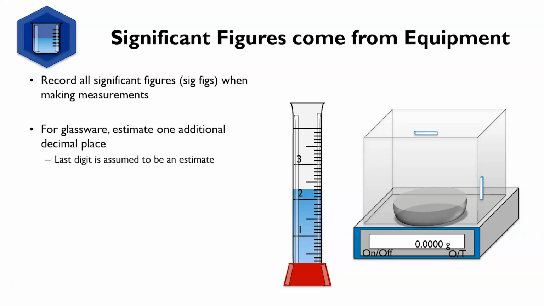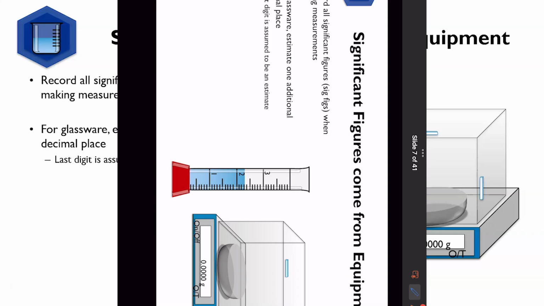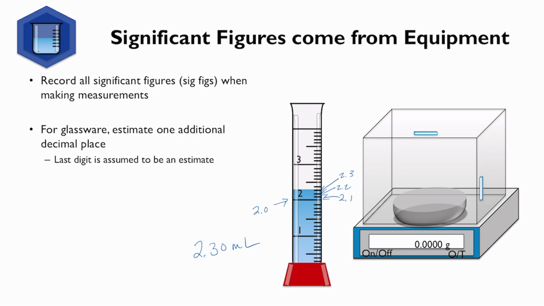Let's look at an example. I've got some markings drawn on this graduated cylinder. So you can see that it goes up to 2 milliliters. And then we have 2.1, 2.2, and 2.3. And it looks like it's precisely on that line. So we're going to write down 2.30 milliliters, with that zero being estimated. Remember, we always estimate one decimal place beyond the markings on the glassware.